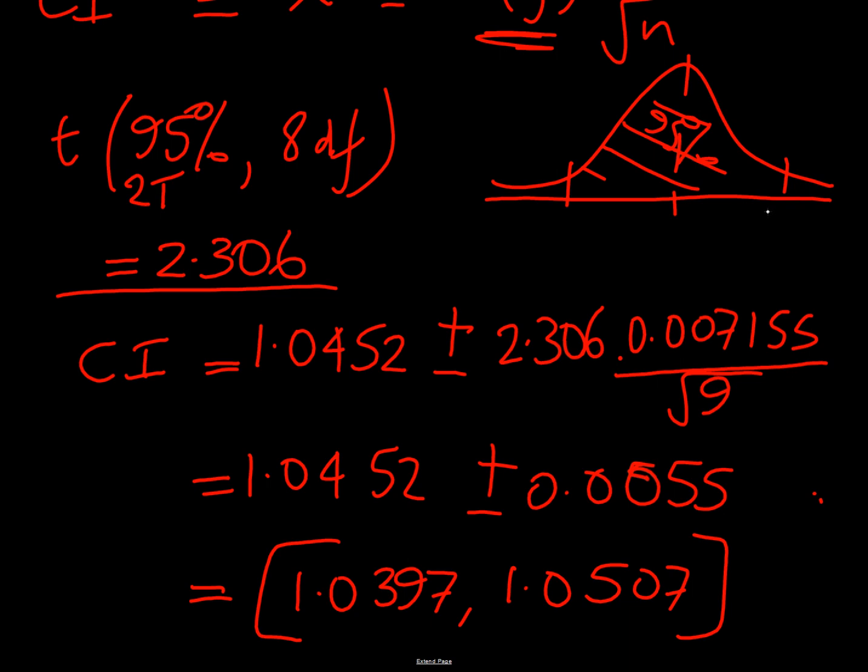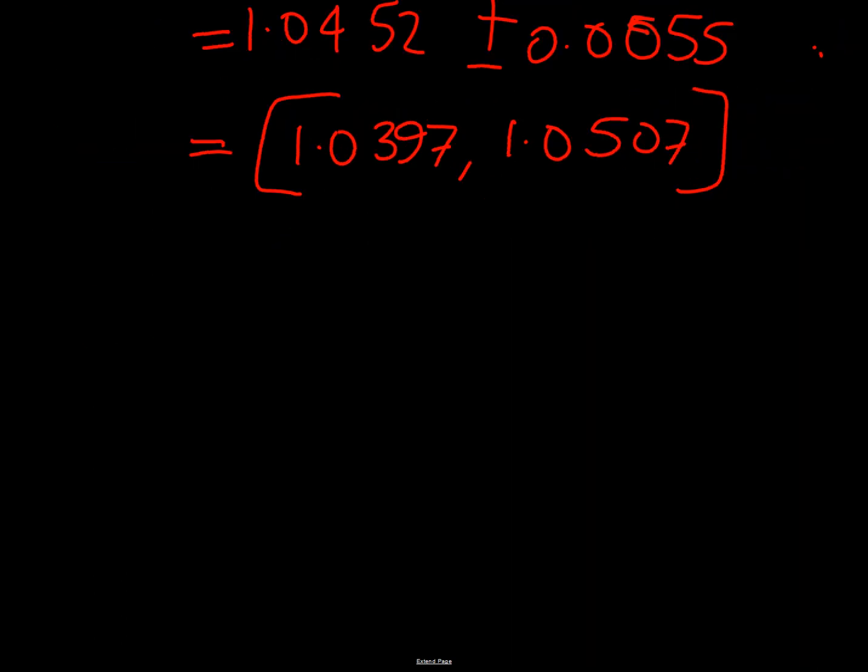So if we look in our diagram here, looking above, we had a mean of 1.0452, and we've got 95% in here, so our lower value is 1.0397, and the upper value is 1.0507. There we go. So that in effect is our confidence interval. And then they asked us to define what a confidence interval is, what a 95% confidence interval is.